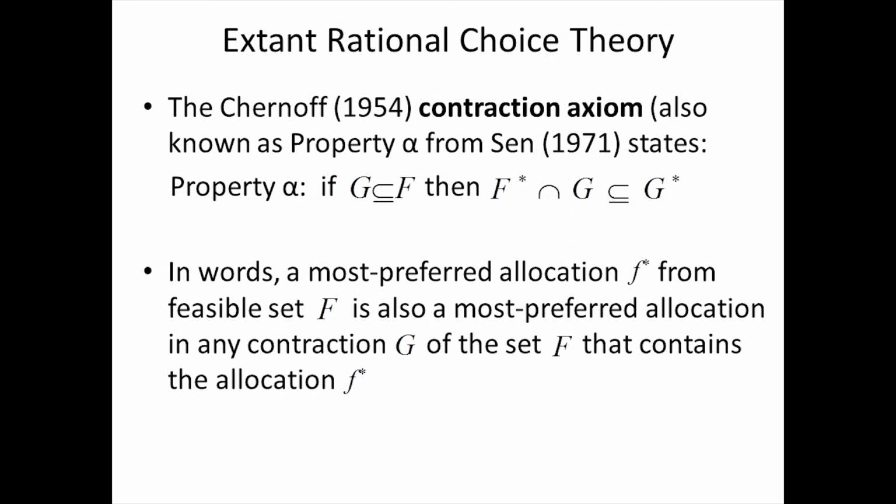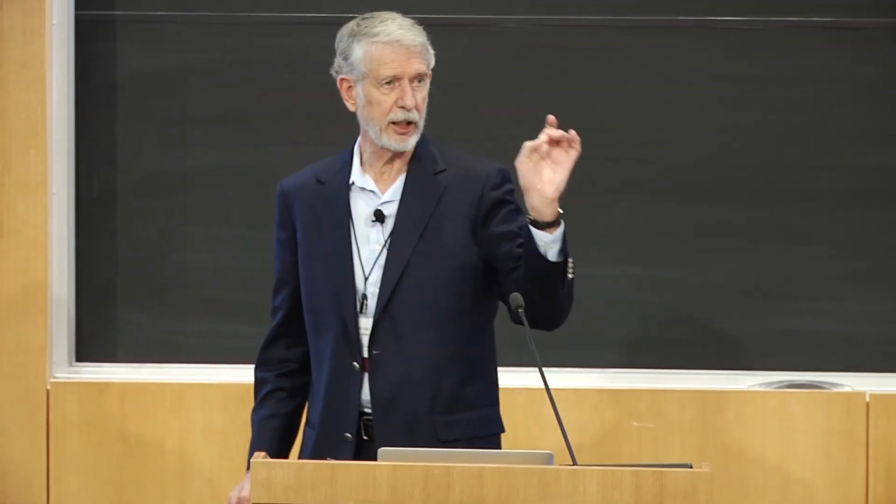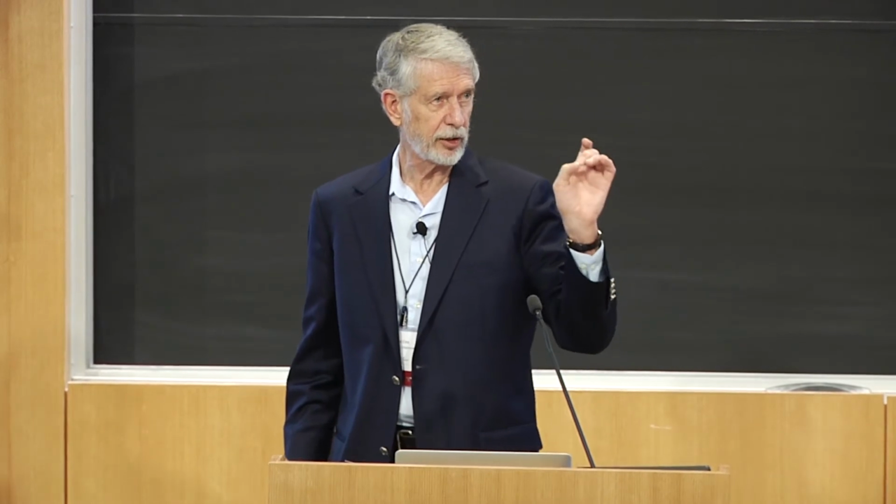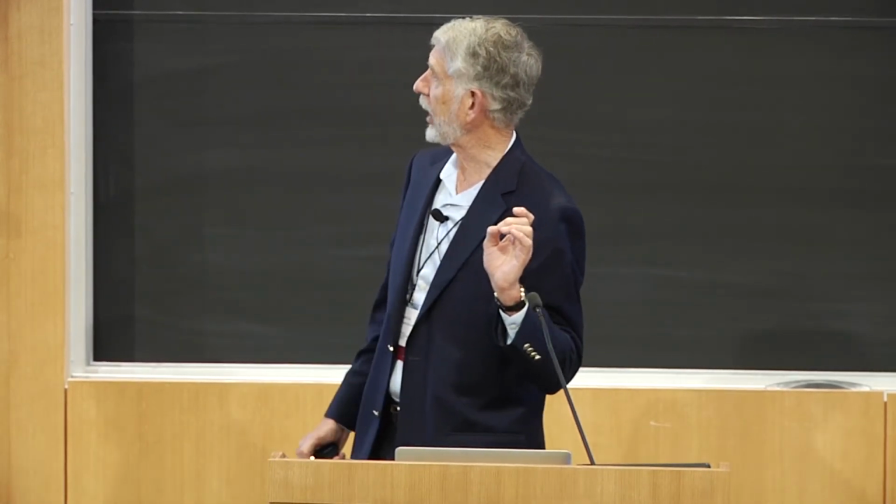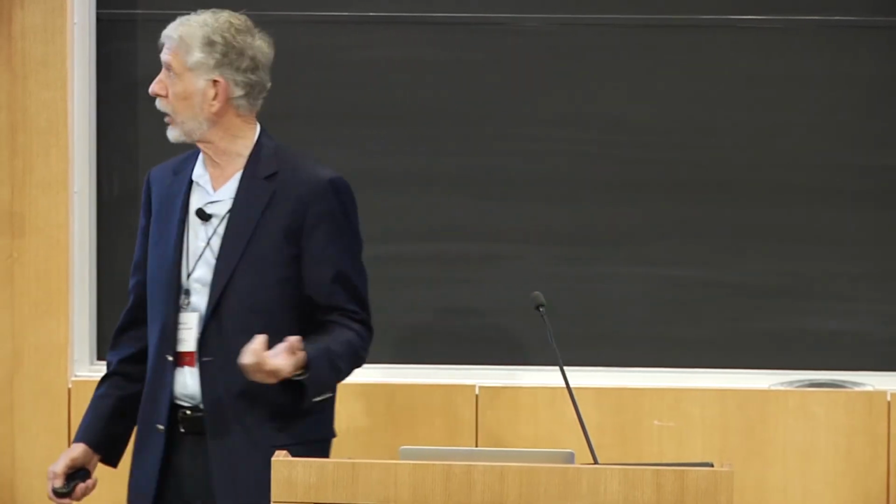Okay, what is extant rational choice theory? Well, the most basic axiom, I mentioned it before and actually I also applied it, is introduced in a paper by Chernoff in 1954. It's called the contraction axiom. The formal statement is, if G is a subset of F, for example, the give only as opposed to give or take, and the choice points in F, called F star, intersection the G set is contained in the choice points of G. That's the axiom. There's one other. This is the only thing you need if the choice sets are singletons. If they're multi-element, then there's a second axiom. This is also known as Sen's property alpha. The other one, Sen's property beta, in his classic 1971 paper.